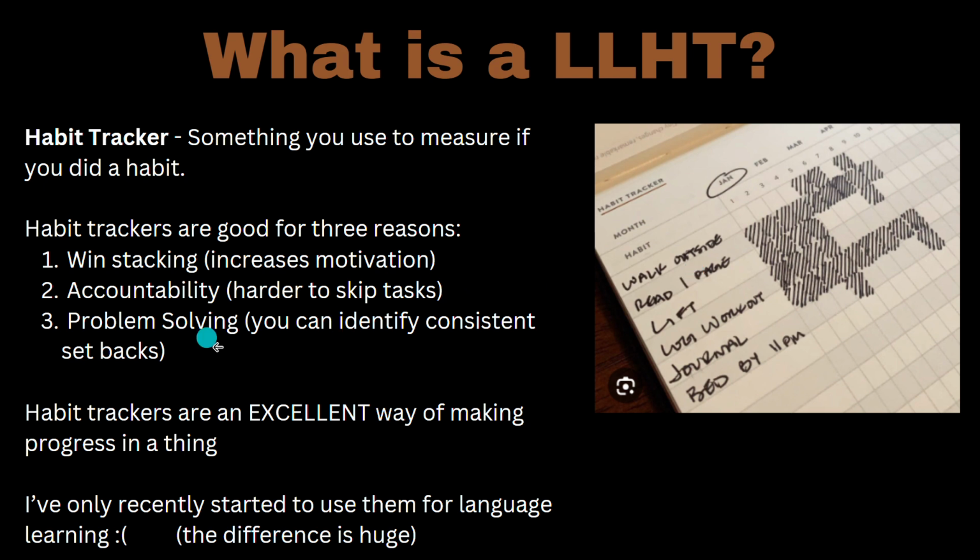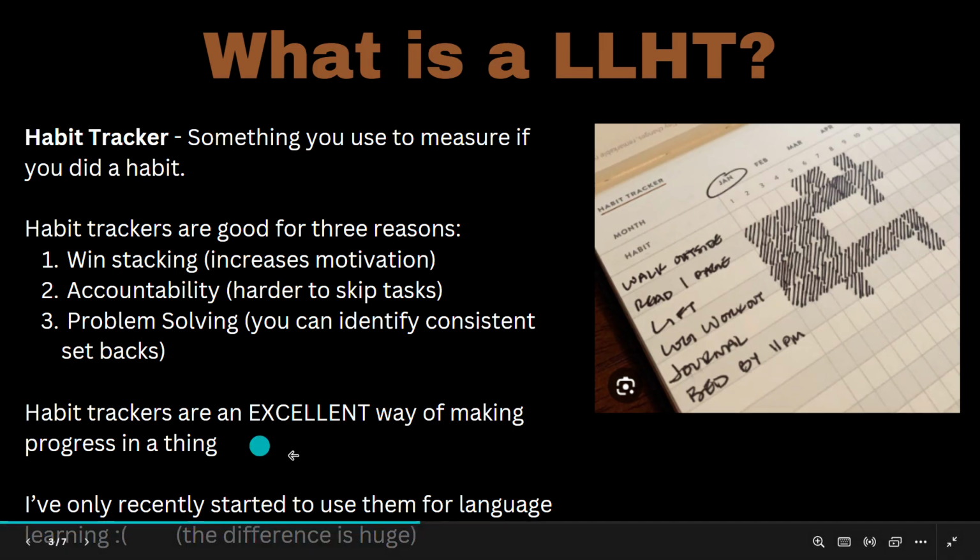Third reason is problem solving. That one kind of deserves an explanation of its own, which I'm going to talk about later. But basically, by problem solving, I mean, if you can see that you're consistently missing the same task, you can identify why. So we'll talk about how to actually problem solve when you do miss days on the habit tracker, which of course you will. The habit tracker basically will help you identify why you're missing something so you can get back on track. So yeah, overall, habit trackers are an excellent way of making progress in a thing, and I'm going to show you how to actually make one on the next slide.